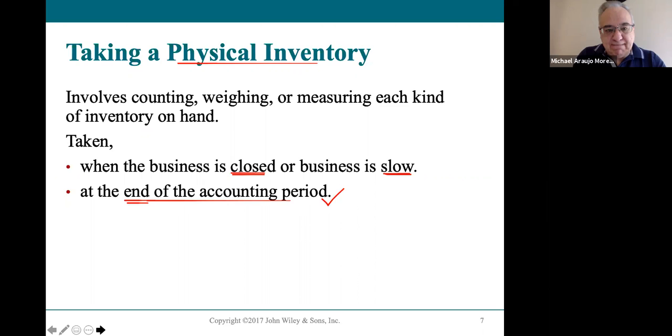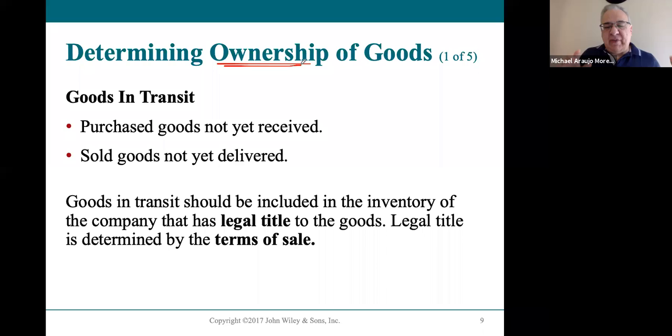Ownership is important, right? Because even when you do a physical count, you may not be counting other goods that you own that are not physically with you because they are being transported to you. They're in transit. And so you might have bought inventory that's still on a ship or a truck or a train and getting to you. Well, if you bought that FOB shipping point, you own it at the shipping point. So you actually have to make sure you're counting everything when you say you own inventory.